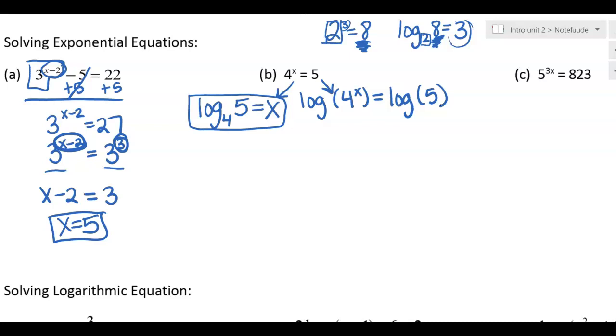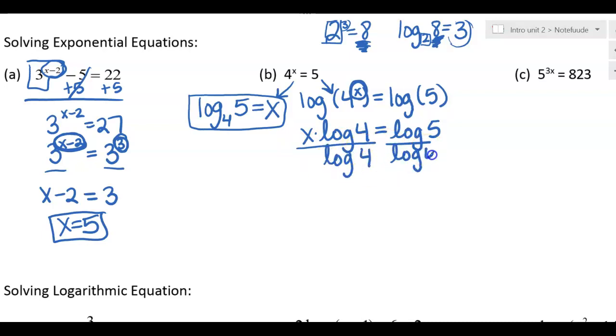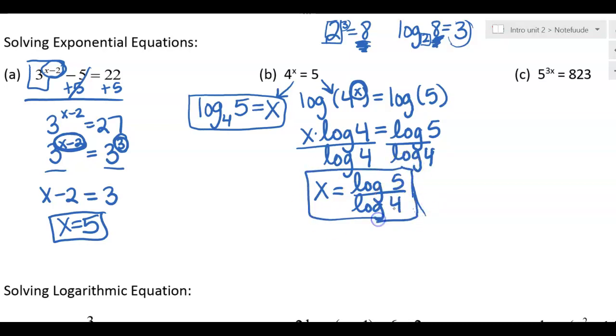Okay, so the way that this works is logs had a certain property that you could rewrite. If there's an exponent inside of a logarithm, that gets rewritten this way. And then to get x alone, you would just divide by the logarithm of 4. Okay, and so your answer here would be that x is equal to log of 5 divided by log of 4.